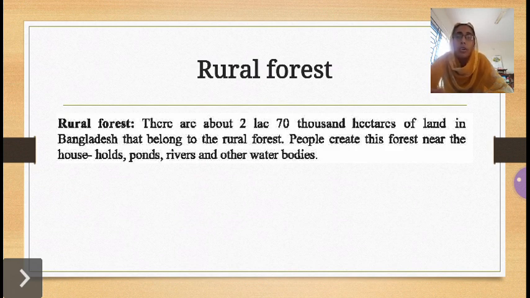People create this forest near households, ponds, rivers and other water bodies. That means our villages are surrounded by several types of trees, and all of these are included in rural forest. For that reason, the area of the rural forest is large. So it is 270,000 hectares.